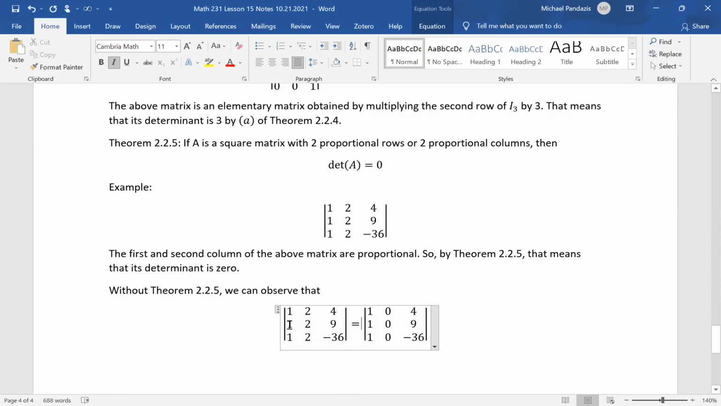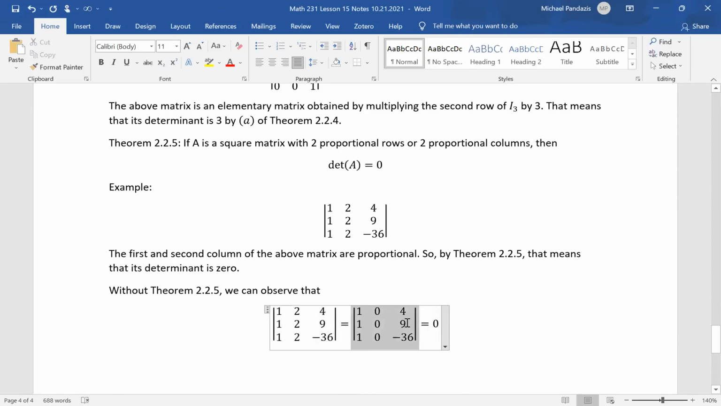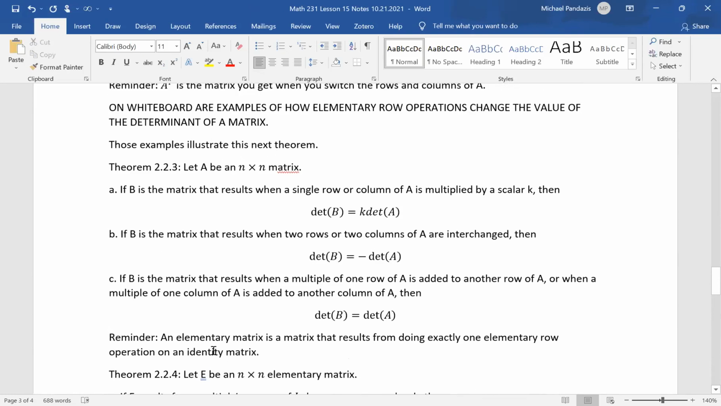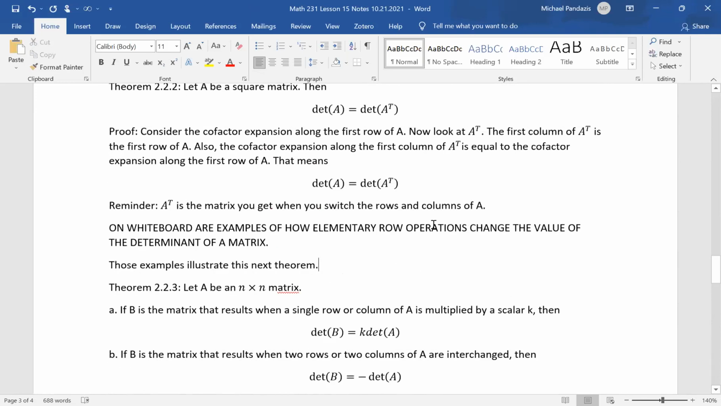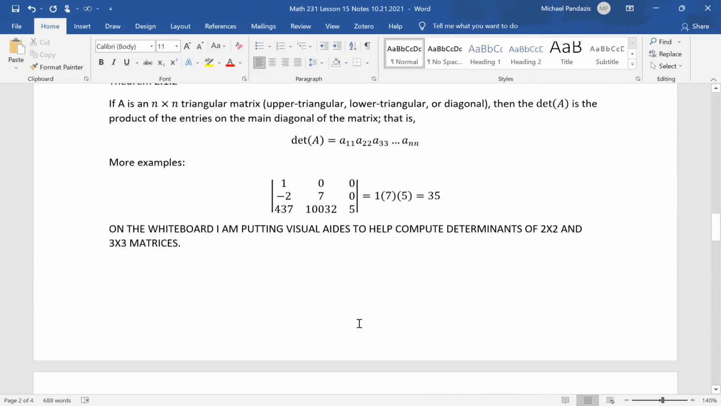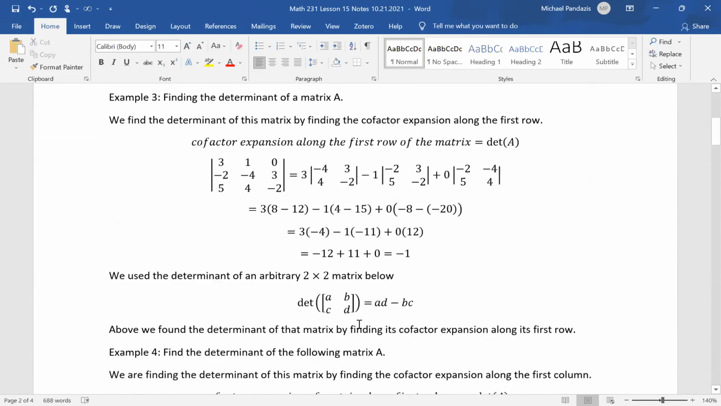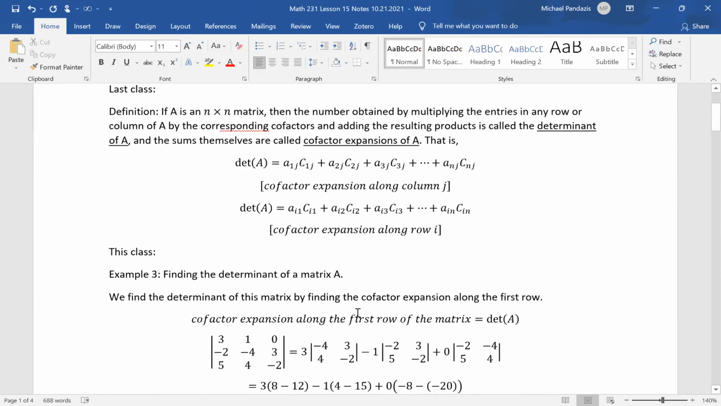And so now the determinant of this matrix is equal to the determinant of this one, but this one has a column of all zeros, which means that by our previous theorem, it's equal to 0. The determinant of any matrix which has a row or column of all zeros is equal to 0. So that means the determinant of this matrix is 0. And so we found that without theorem 2.2.5. But we then needed theorem 2.2.3, which drew this conclusion, part C. And then we also used this previous theorem that said the determinant of a matrix with a row or column of all zeros is 0.